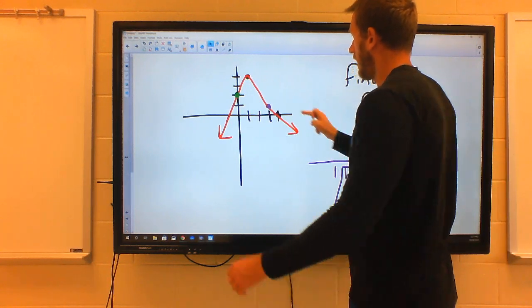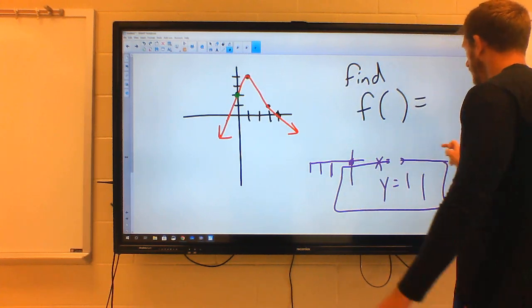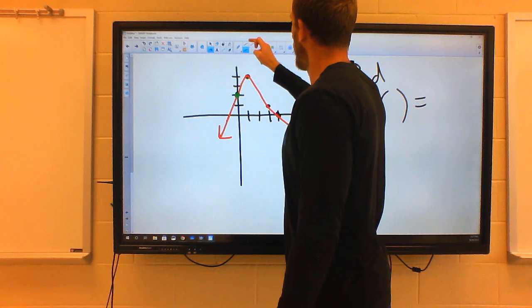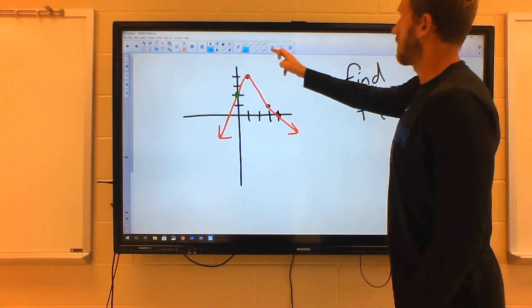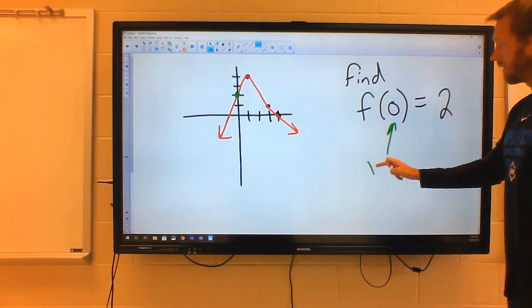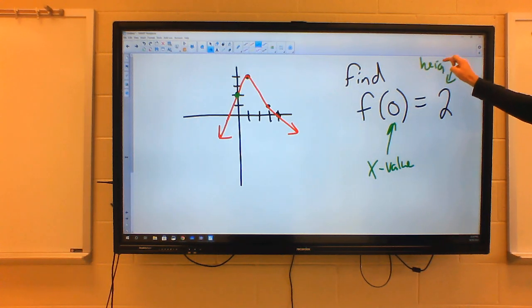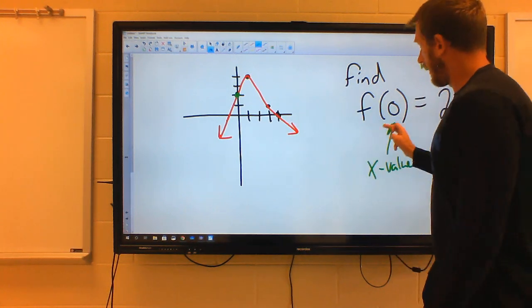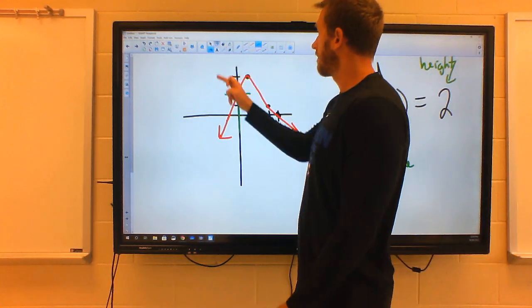Okay? So I'll have you guys try this now. Find f of 0. Everybody do that real quick. Find f of 0. You should have written down the answer is 2. For each of these concepts, this is the x value, and what we're looking for is the height. We're looking for the y value. If the x value is 0, the y value is right there at 2. That's how we're looking at that.